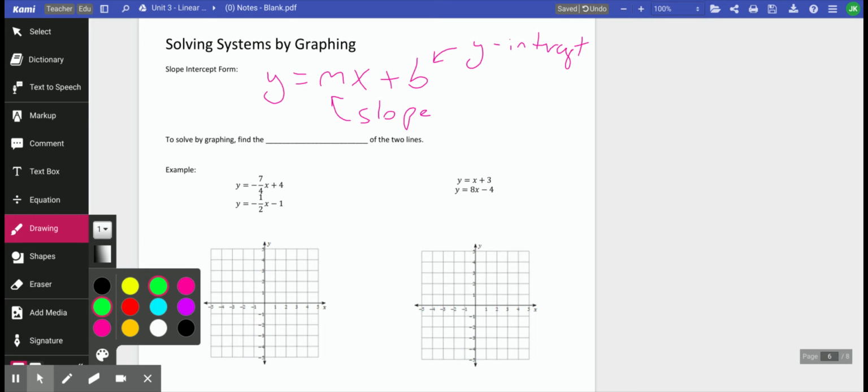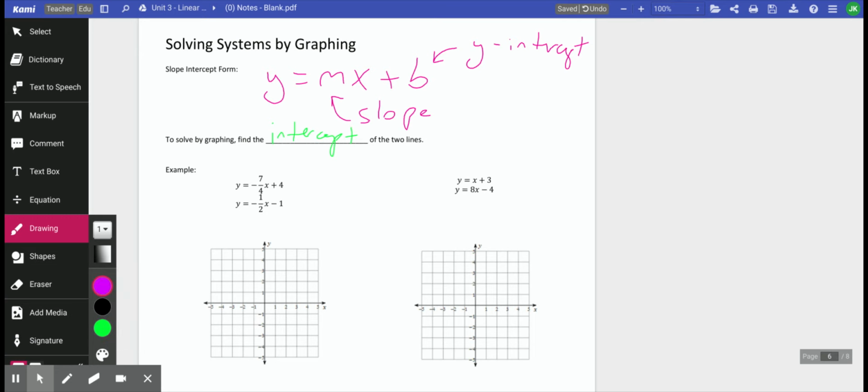So basically, solving systems by graphing. To solve by graphing, all you're going to do is find the intersection between the two lines. Okay. So we're going to graph this equation just like we normally would, and then we'll find the intersection between the two lines. Okay. So let's take a look at this first example.